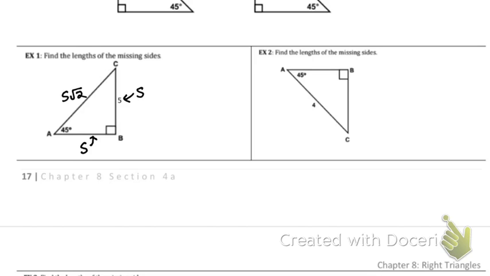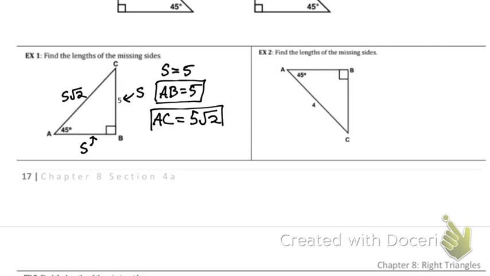Then I'll look at which side actually has a number on it. Well, that is BC. Well, BC is also our S. So that means S equals 5. It also means that AB equals 5. And it means that AC equals S square root of 2. S equals 5, so it's going to be 5 square root of 2.